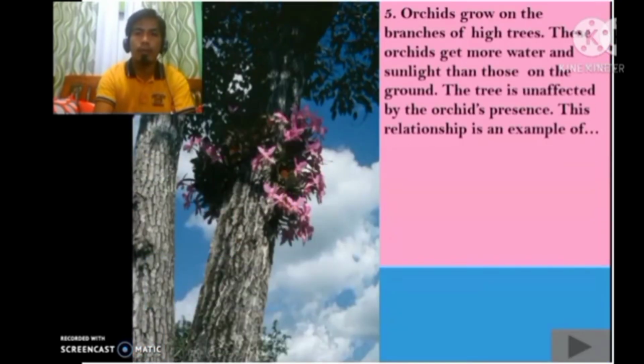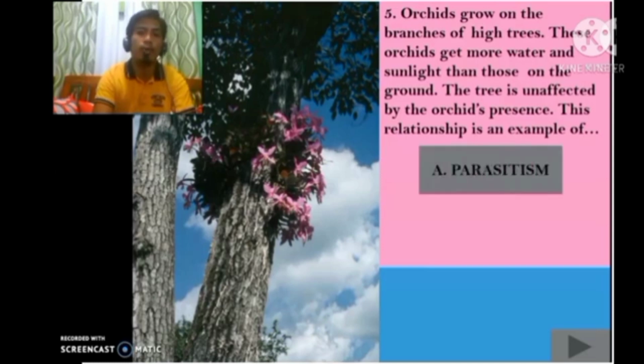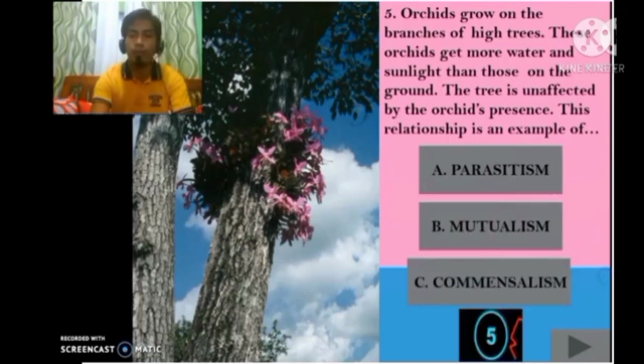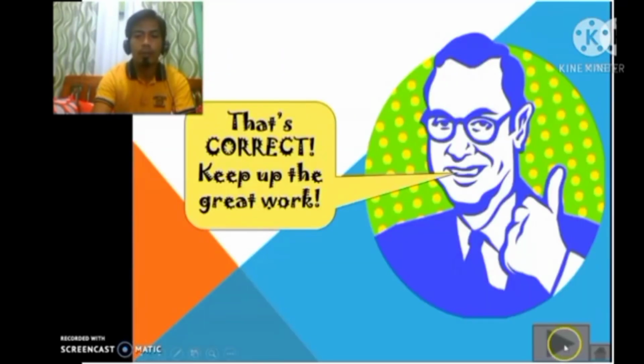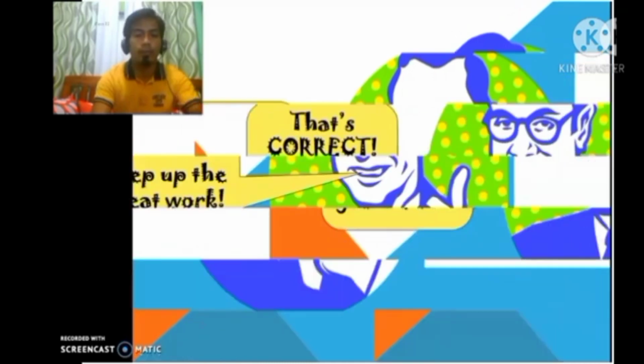Okay, last number 5. Orchids grow on the branches of the high trees. These orchids get more water and sunlight than those on the ground. The tree is unaffected by the orchid's presence. This relationship is an example of parasitism, mutualism, or commensalism. Okay, the answer is commensalism.